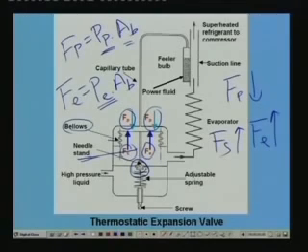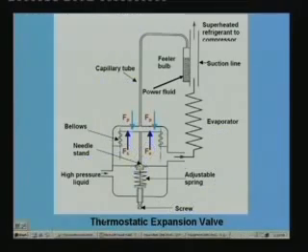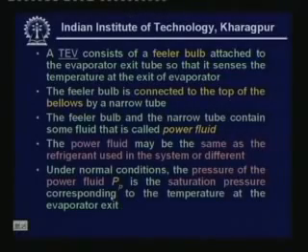which in turn decides the refrigerant flow rate. Okay, so this is the construction, and you can see that there is an adjustable screw here, and using the screw you can adjust the stiffness of the spring. That means you can adjust the force exerted by the spring, okay, by turning the screw. So that's what I have already explained, and under normal circumstances the pressure of the power fluid PP is the saturation pressure corresponding to the temperature at the evaporator exit.